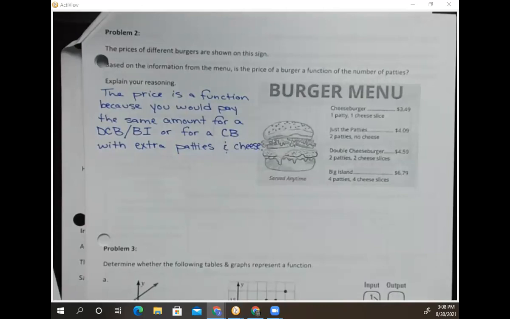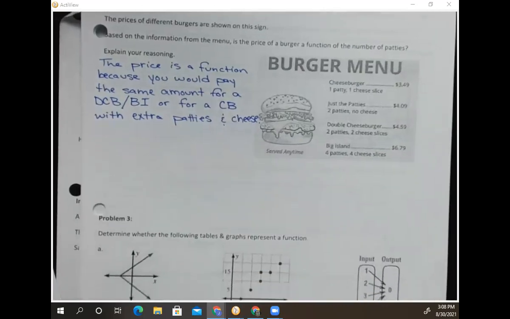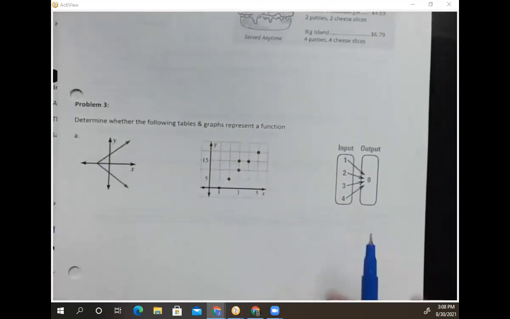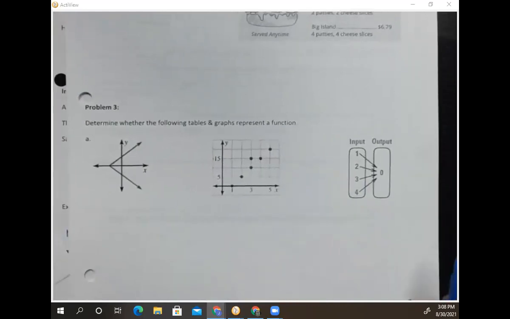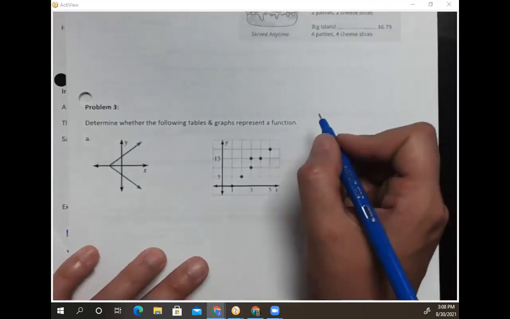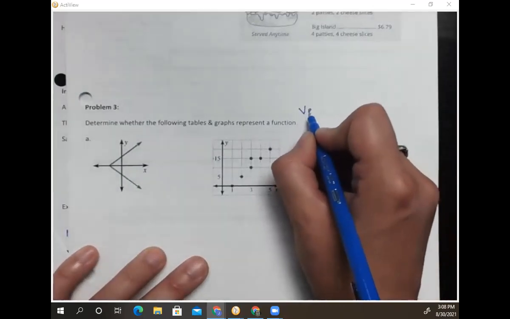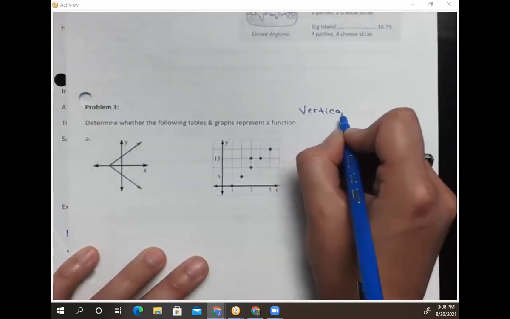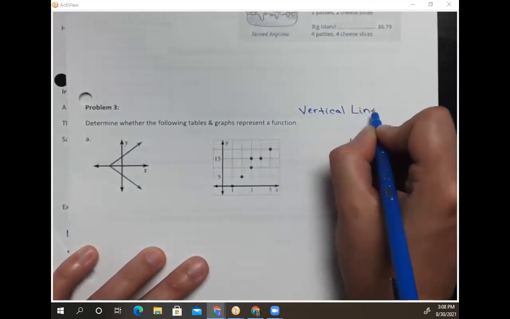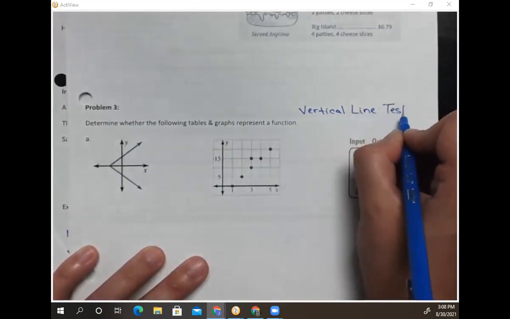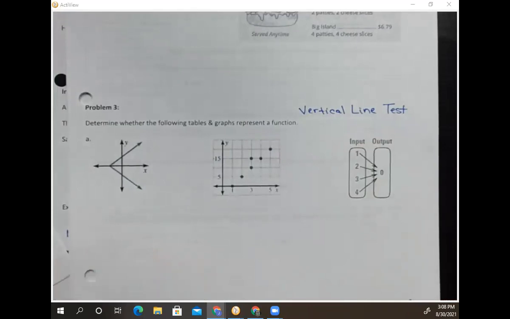Okay, so we've talked a lot about, in context, how I determine if I have a function or not. The last thing I want to look at for today is how I determine if I have a function based on a visual representation, based on a graph or a scatter plot, okay? So I want you right next to problem 3 to write down vertical line test. That's essentially what we're using here. It's something called the vertical line test.